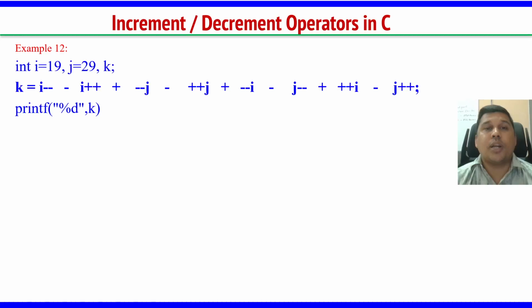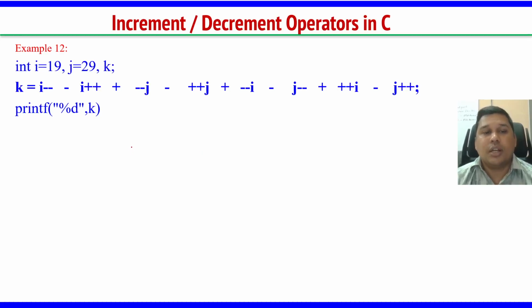And this is one question which was asked previously in some coding competition. So the value of i is 19, the value of j is 29, and we have to print the value of k. Okay, there is a lengthy expression. You can solve this directly, but once you know, you have to do it step by step. Please try this. I will repeat the rules here.